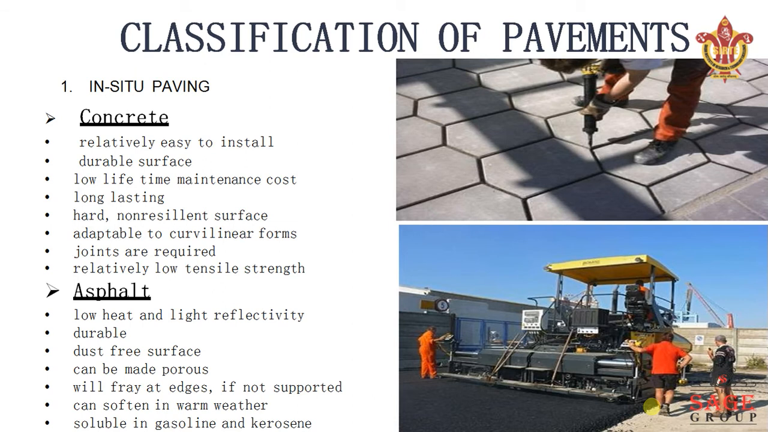Next, classification of pavement. Basically, the first one is the in situ pavement, that is concrete, which is easy to install, a durable, long lasting, hard, non-resilient surface, and joints are also required. The second type in this in situ paving is asphalt, which has properties such as low heat and light reflectivity. It is a durable, dust free surface. It can be made porous and it gets softened in warm weather.